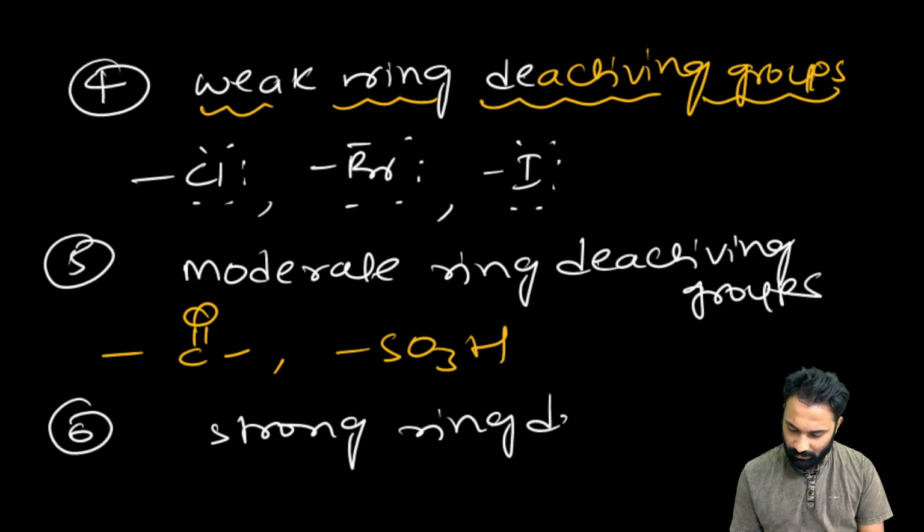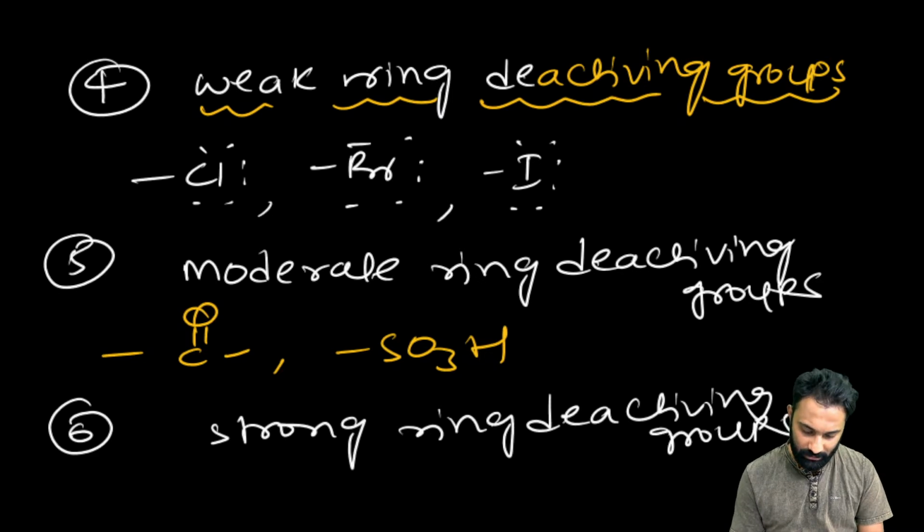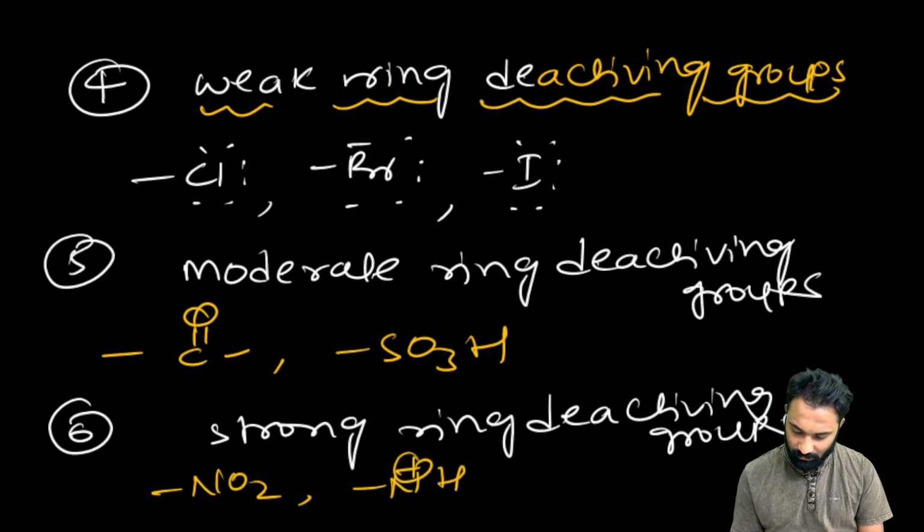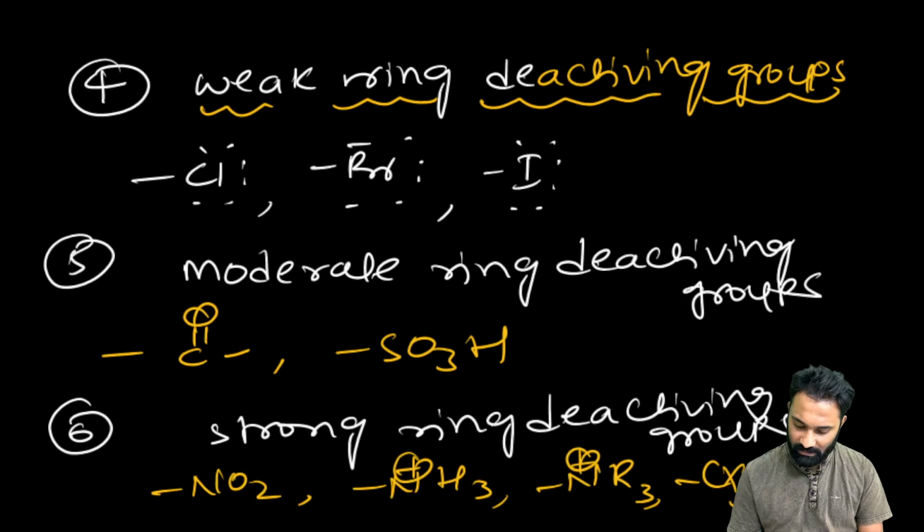Next one, sixth one, strong ring deactivating groups. In the strong ring deactivating groups, we are having the NO2, clear, NH3 plus and N plus R3, clear, and the CX3. These are some groups that will decrease the electron density at ortho and para positions.